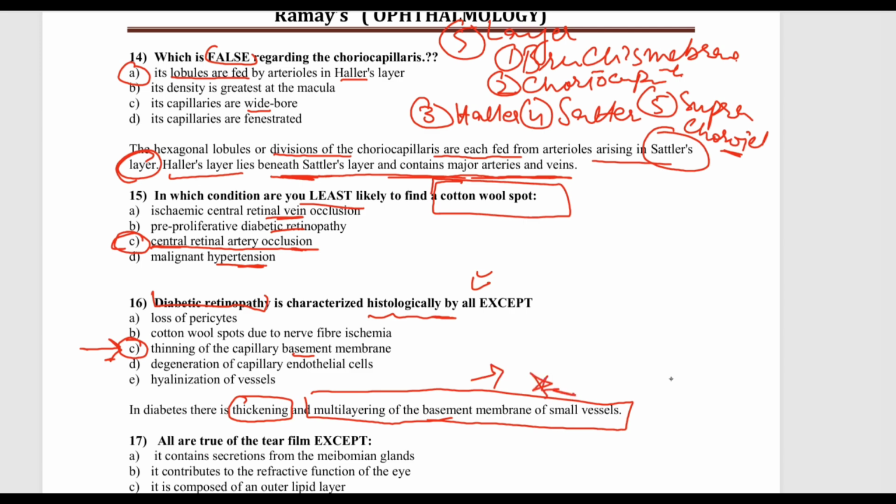Okay, remember that. Other very important points about the diabetic retinopathy changes are: look here, cotton wool spots due to nerve fiber ischemia can be asked in a separate MCQ. How the cotton wool spots are produced, degeneration of capillary endothelial cell. Okay, the most important is how cotton wool spots are formed.